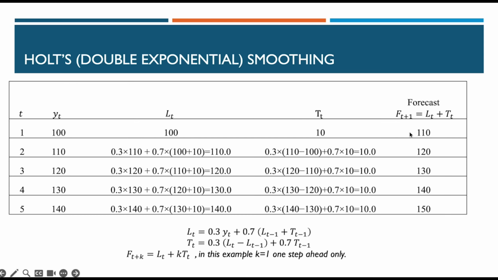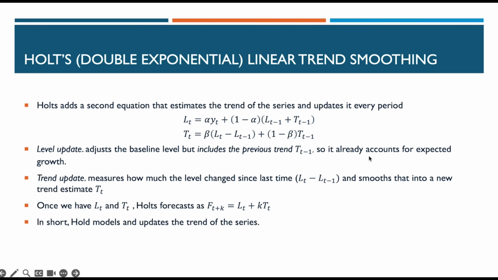So again, why are we just using k equals 1 here? Because it's one step ahead every time. And why are we adding them? I'm actually using the formula. Yes, this is the formula. This is the forecasted value for F_t+k.